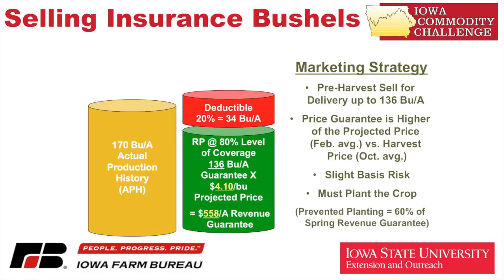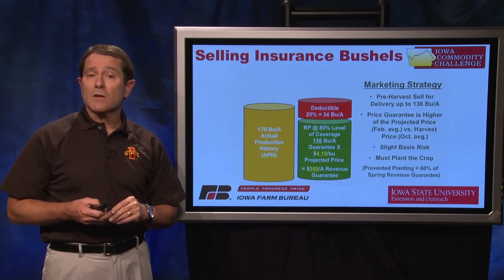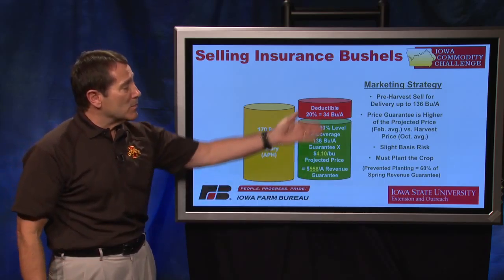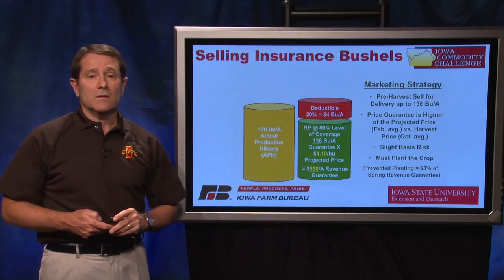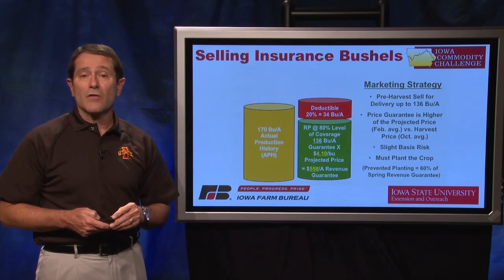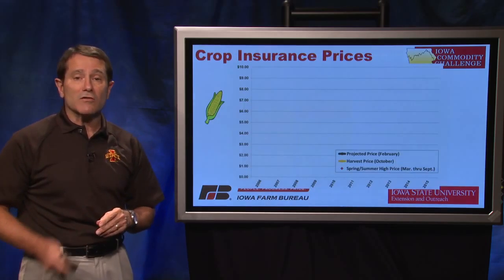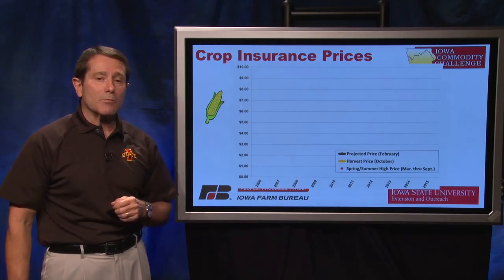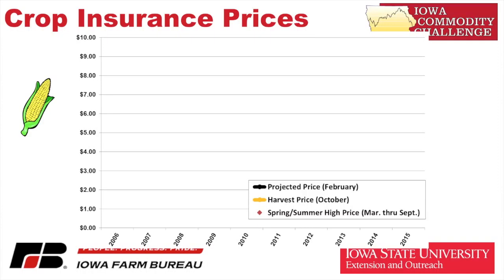If you happen to be prevented from planting, you'll only be able to collect 60% of your revenue guarantee. So for those farms that are prone to prevented planting claims, I'm suggesting that you not be as aggressive in a marketing strategy of new crop and perhaps consider using the other tools that you've learned about through this video series.